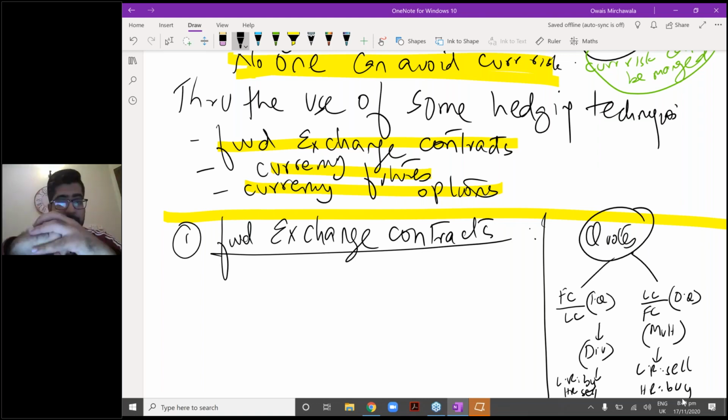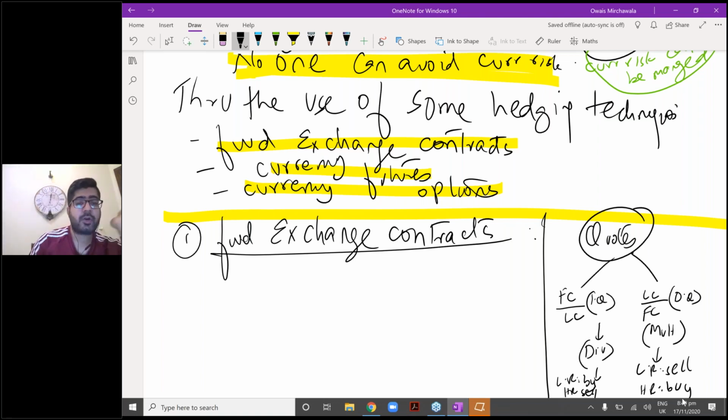No one can avoid currency risk. It can just be managed. Currency risk is managed through the use of hedging techniques. There are three hedging techniques: forward exchange contracts, futures, and options. I'm going to teach you very easy methods of these techniques. They may be different from the examiner's answers, but the final answer will be the same. The approach may be different, but you will really enjoy these techniques, okay?